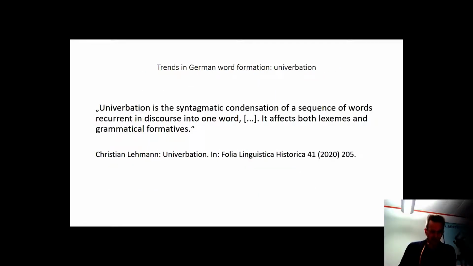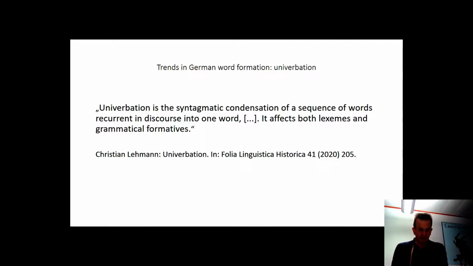The tendency of German to delegate more and more syntax to word formation can be interpreted as an expression of an overarching trend that is known as univerbation in word formation research. Univerbation is an extremely complex phenomenon, the effects of which extend from graphemics to syntax. Christian Lähnemann defined univerbation as, quote, the syntagmatic condensation of a sequence of words recurrent in discourse into one word. It affects both lexemes and grammatical formatives, unquote.